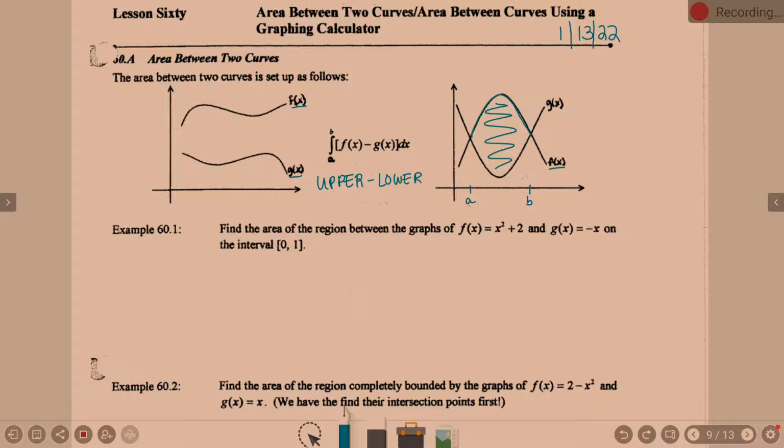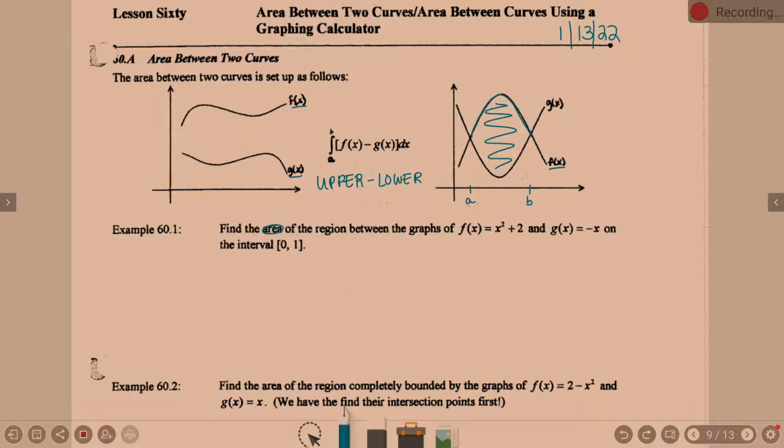Okay, example 1. Here we go. You guys have the basic idea. I think you had the basic idea before I started today. So find the area. So what's your brain automatically saying? Integral. So find the area of the region between the graphs f of x equals x squared plus 2 and g of x equals negative x on the interval from 0 to 1. So they're specifically telling me an interval here.